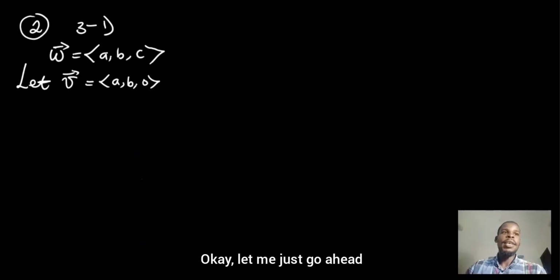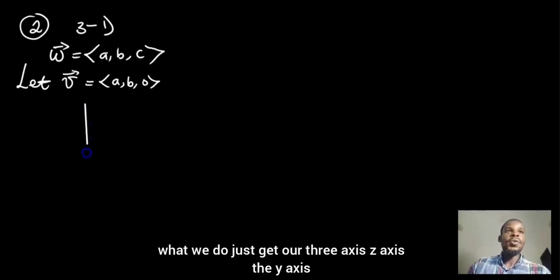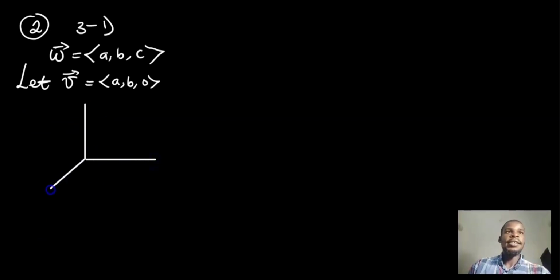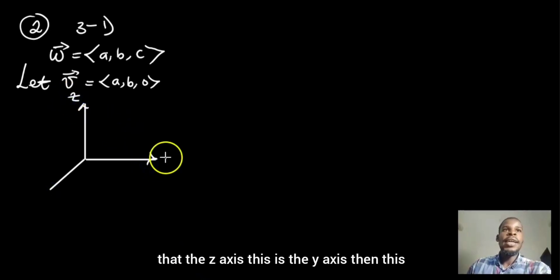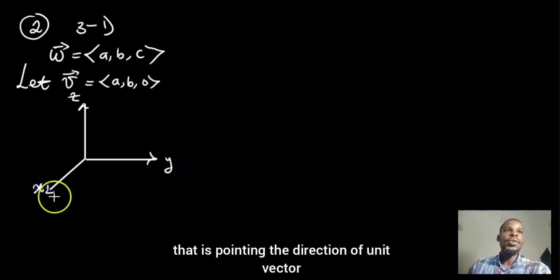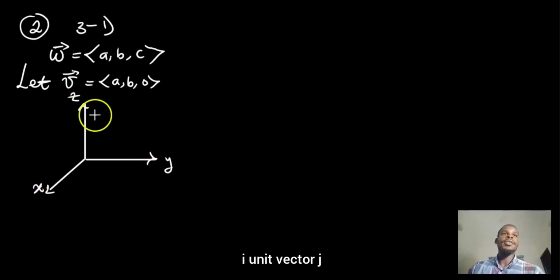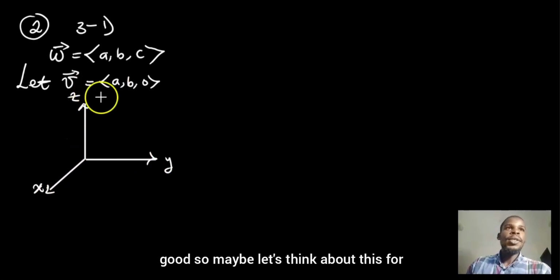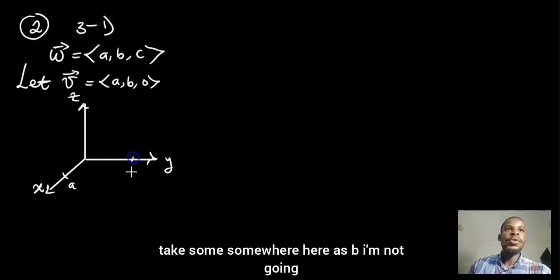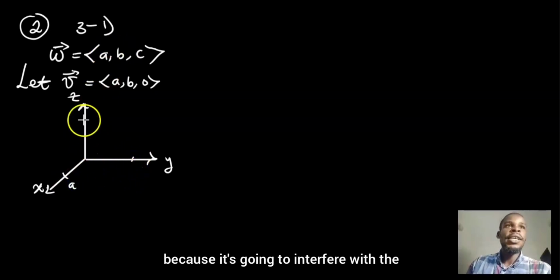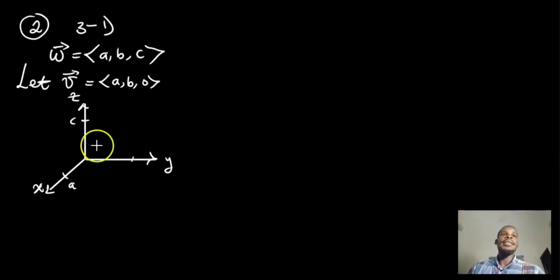Good. Maybe let's just go ahead and represent that to be clearer, if it is not clear at this point. We just get our 3 axes: the z axis, the y axis, and then the x axis. So that is pointing in the direction of unit vector i, unit vector j, and then unit vector k. Good. So maybe let's think about this for vector w. Let's think about this as a. Let's take somewhere here as b. I'm not going to write it down because it's going to interfere with the work. Then maybe let's take this as c, in relation to vector w, right?